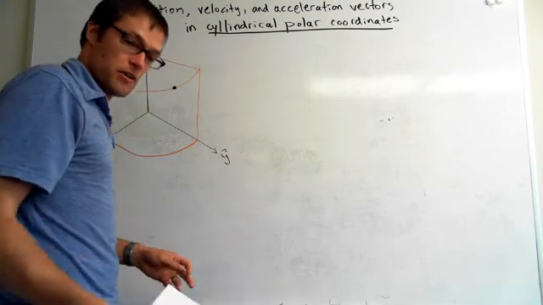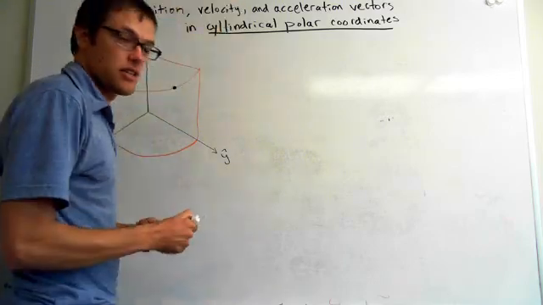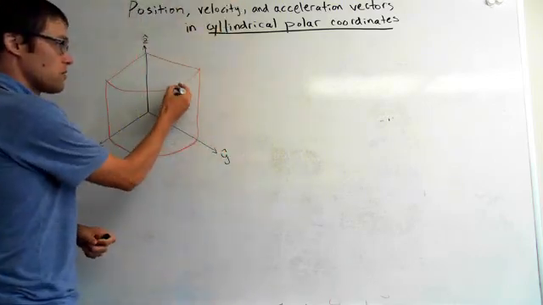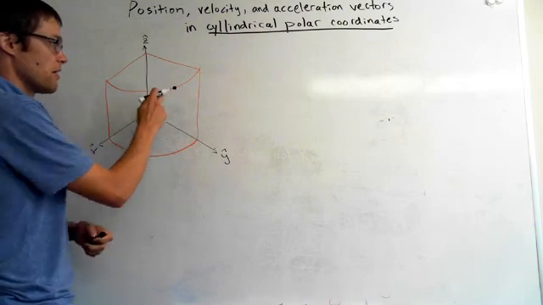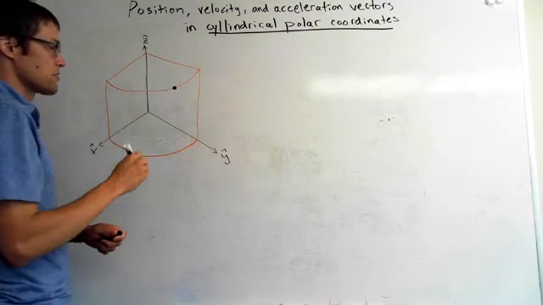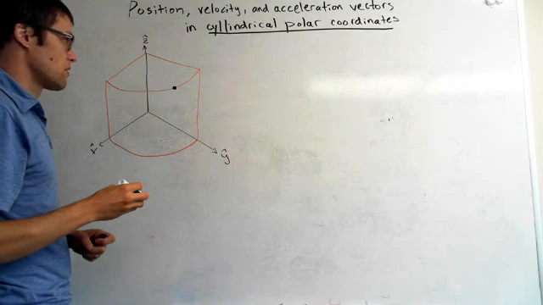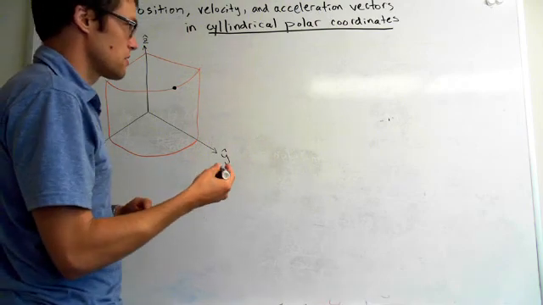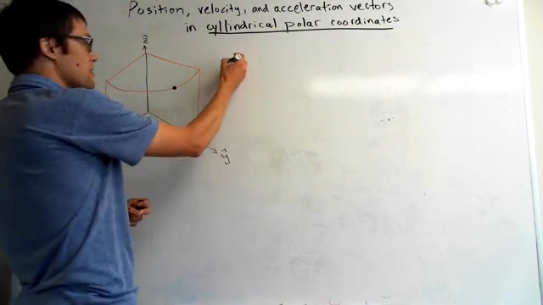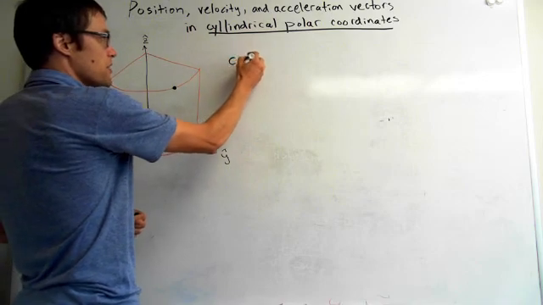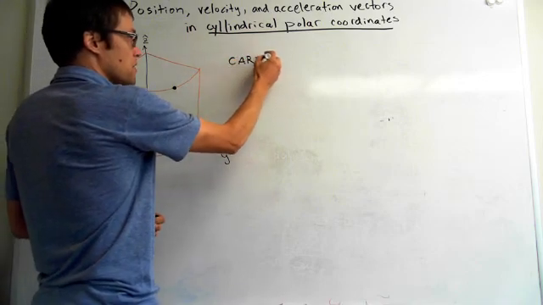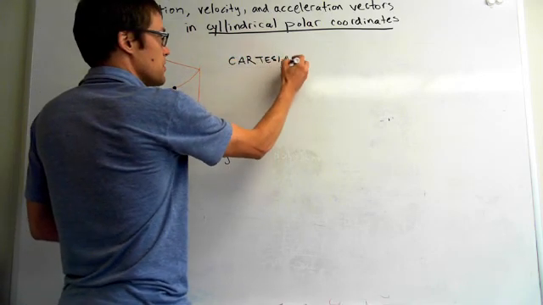Okay, we'll be describing the position, velocity, and acceleration of a particle which is located right here on this upper edge of this quarter cylinder. Okay, so as a starting point, to make reference to what you already know, let's write that down in the Cartesian coordinate system first.